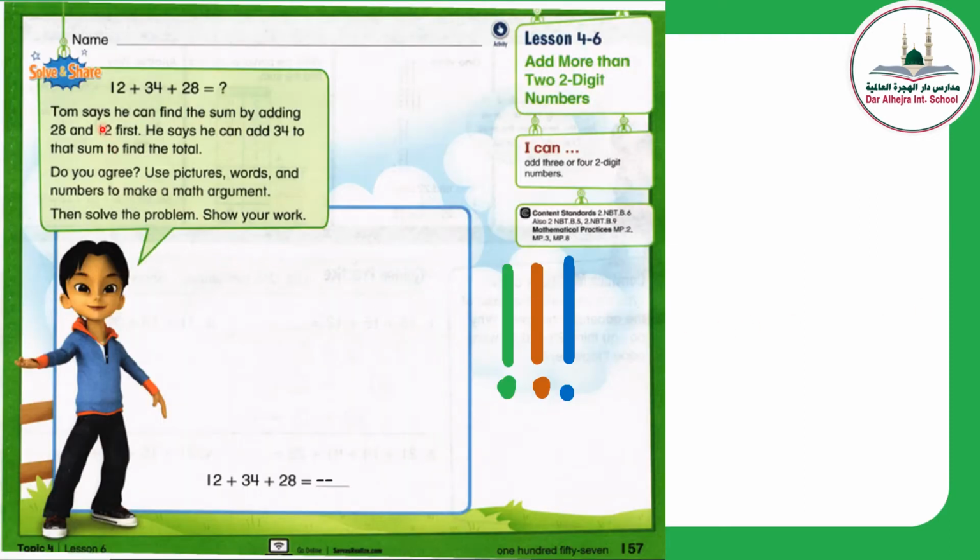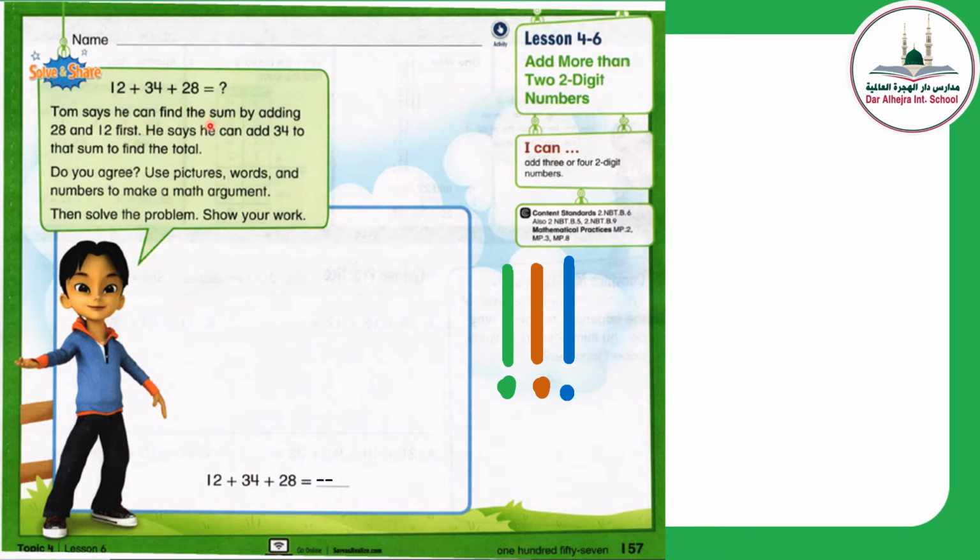First of all, there's a problem here. We need to add three two-digit numbers. That's 12 plus 34 plus 29. We need to find how much these three two-digit numbers are. What's the sum of these three two-digit numbers?